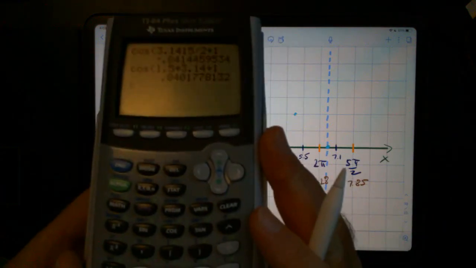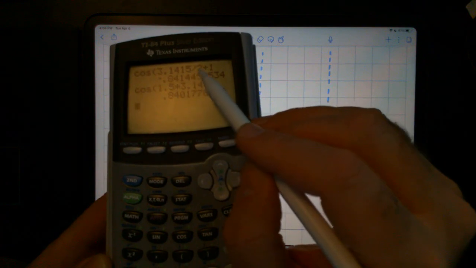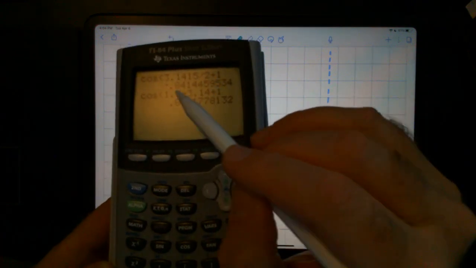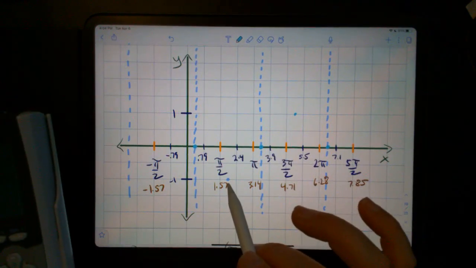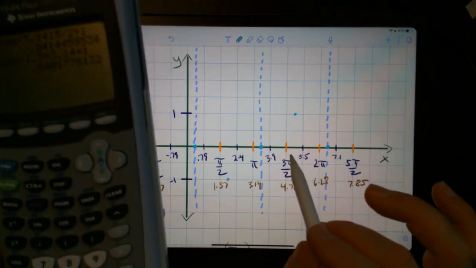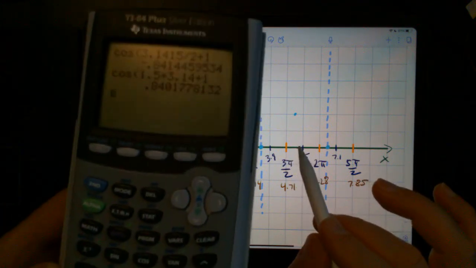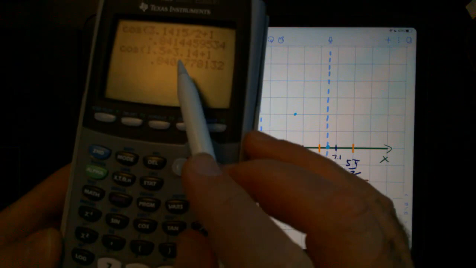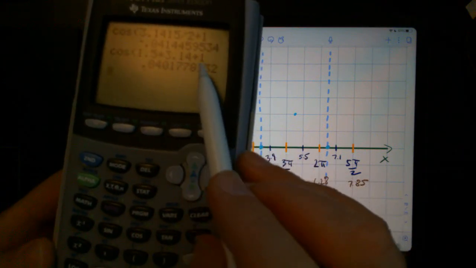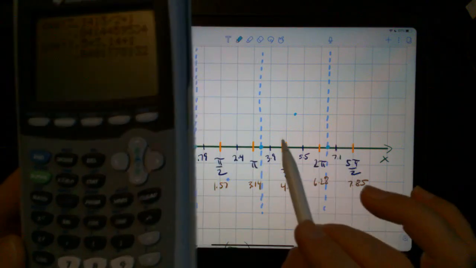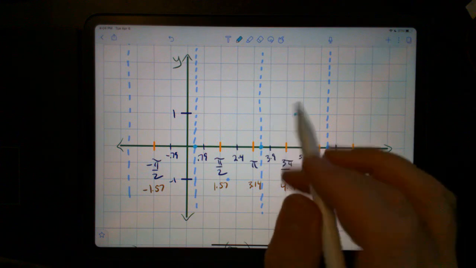So what I'm doing here is I found cosine of 3.1415 divided by 2 plus 1. This is in radians. Gives me negative 0.84, maybe about here. And then I looked at 3 pi over 2 plus 1, did that in radians. So 3 pi over 2 plus 1 is 1.5 times 3.14 plus 1, 0.84. Okay, about there.